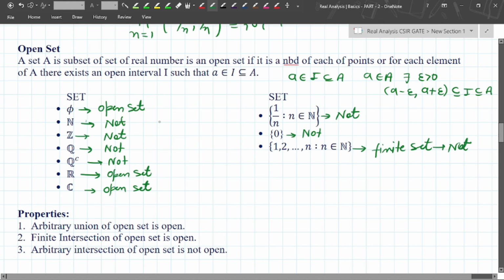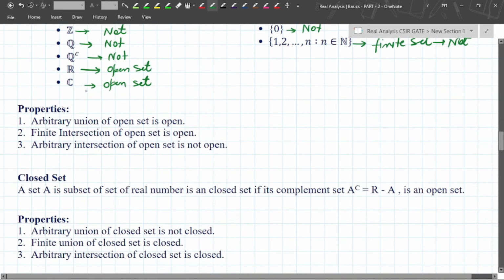Now we will see the closed set also. The properties are these: an arbitrary union of open sets is open. The union must be arbitrary in that case, but while talking about intersection, it must be finite, not arbitrary. So an arbitrary union of open sets is open, a finite intersection of open sets is open, and an arbitrary intersection of open sets is not necessarily an open set.